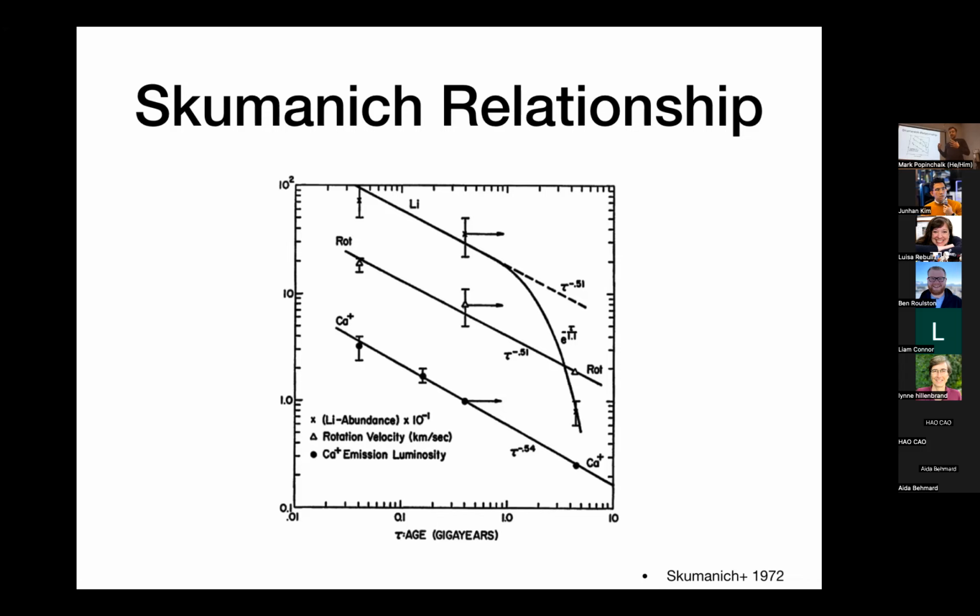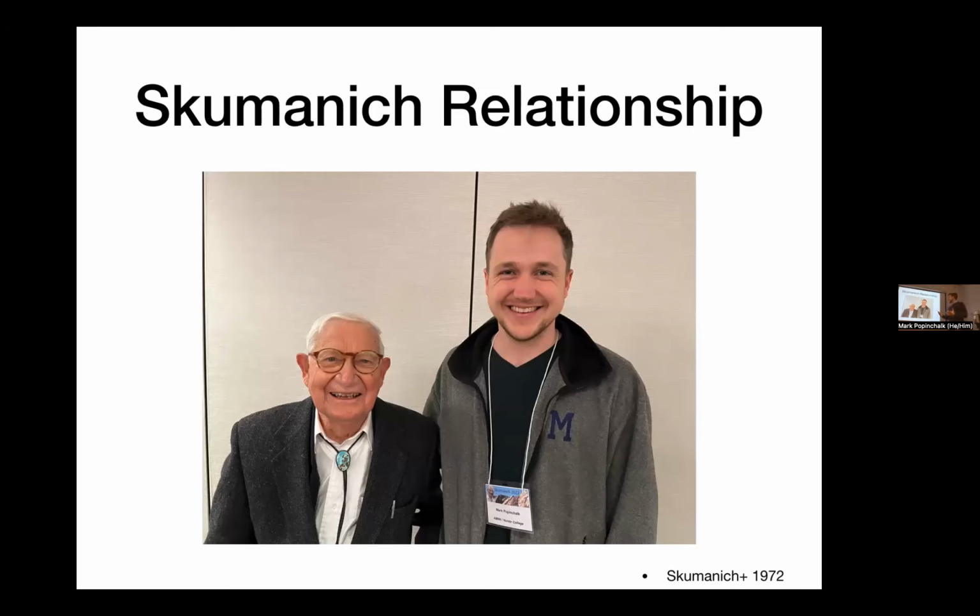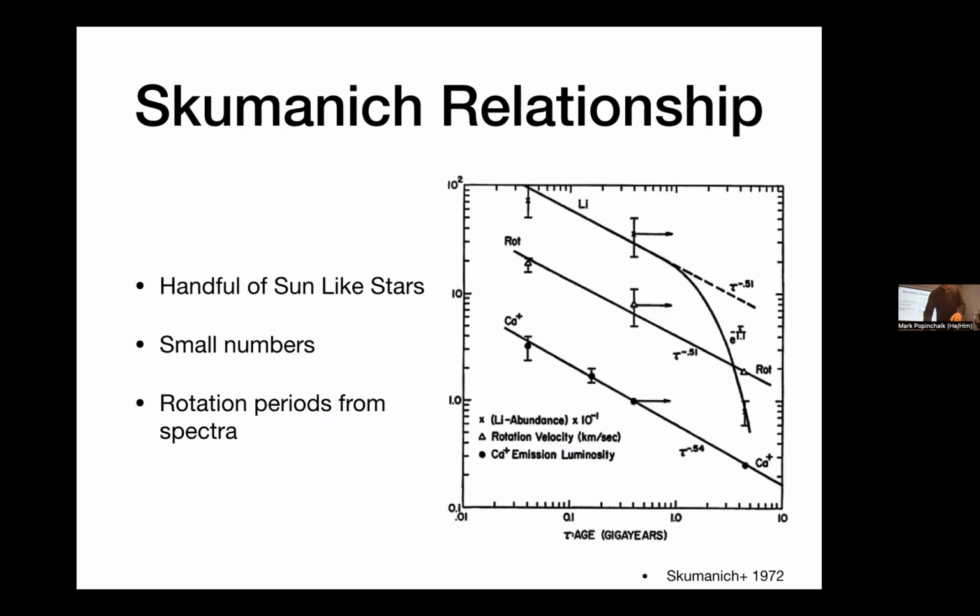And this was such a consequential paper that there was a conference dedicated to it 50 years later, which I got lucky enough to attend and meet Andy Skumanich himself. And so there he is. I'm not going to have a paper that's worth a conference in 50 years, but it was pretty fun to hang out with him. But this started the field of understanding how old stars are by looking at how quickly they spin. This started with just a handful of sun-like stars, very small numbers, and the rotation periods came from spectra. But I'm now going to fast forward to today.